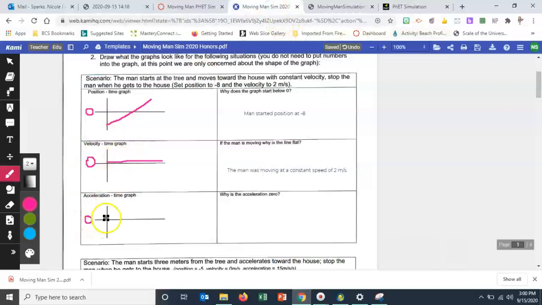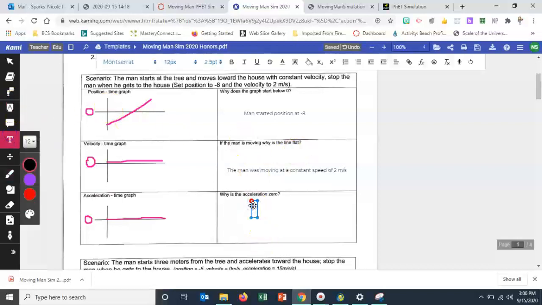So we're going to go back here and do the same thing. Draw our line in almost right there on that 0 marker. And then we're going to go to our text box. And the question now asks, why is the acceleration at 0? And that is because the moving man was moving at a constant velocity. And so he didn't change his speed or anything like that. So that kind of changes it there too.